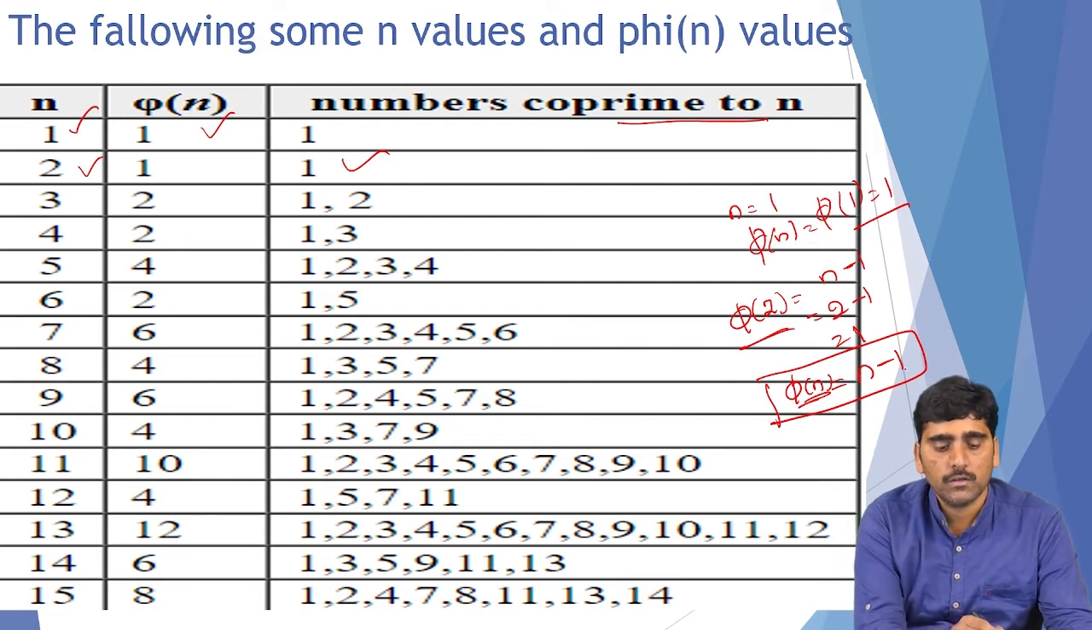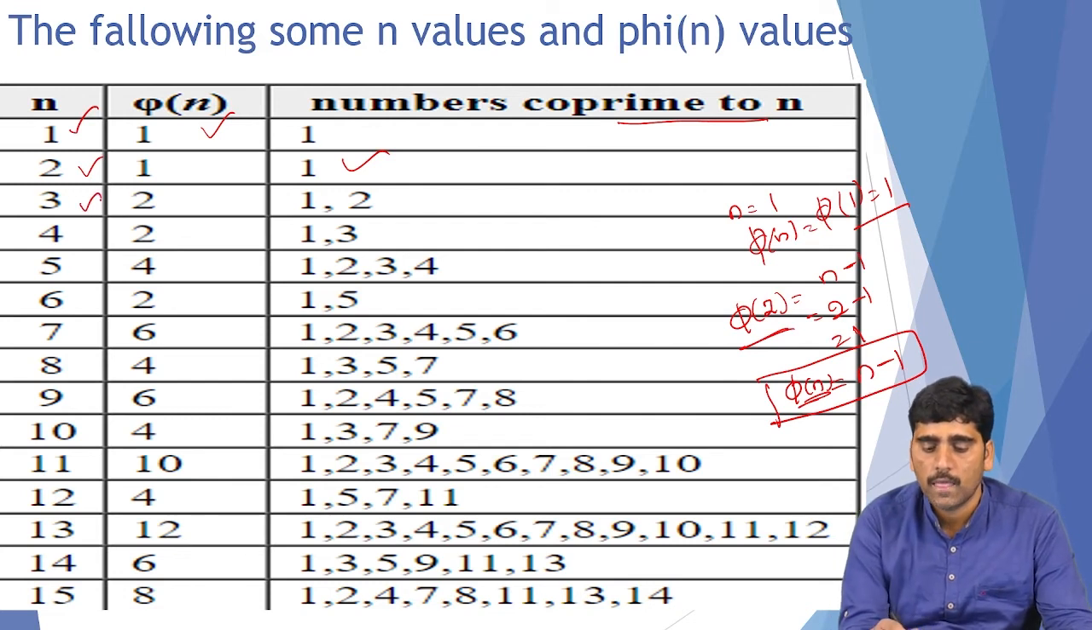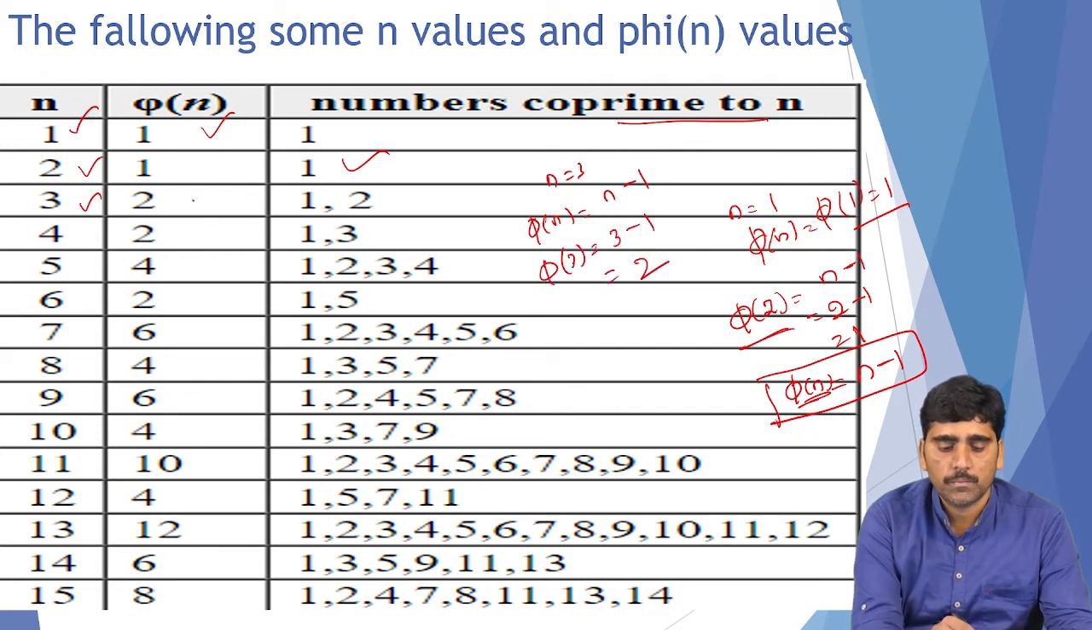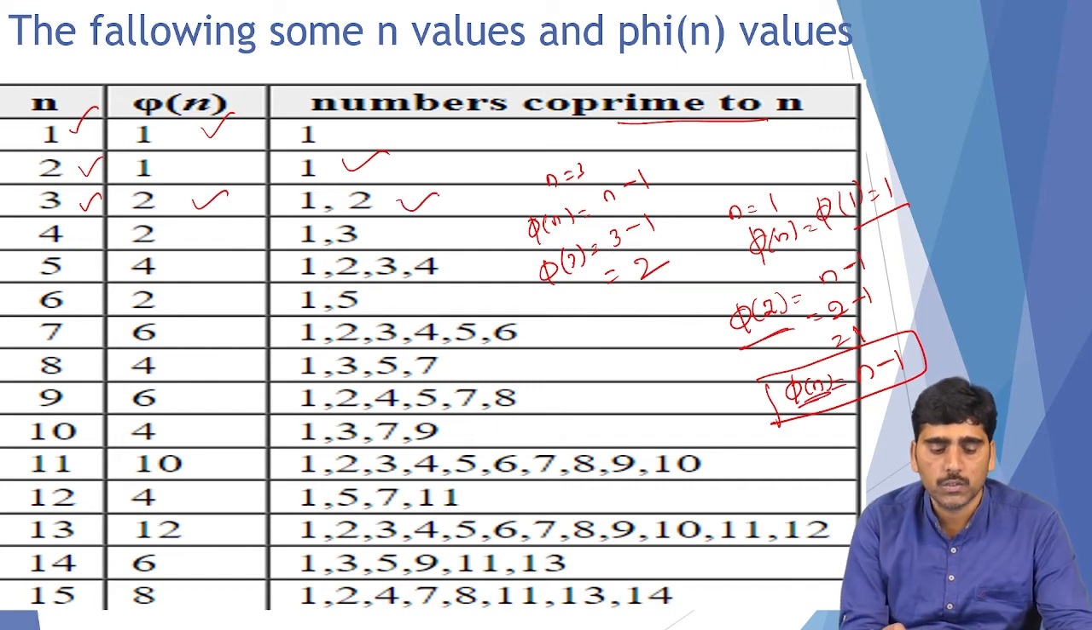So suppose you take n equals 3, then phi of n equals n minus 1, that is phi of 3 equals 3 minus 1, which equals 2. So the phi of n value is 2 and the co-primes are 1 and 2.